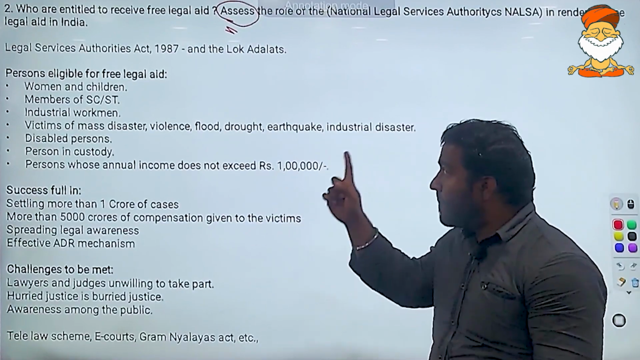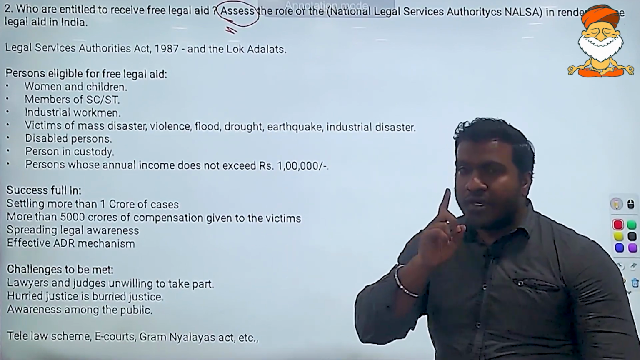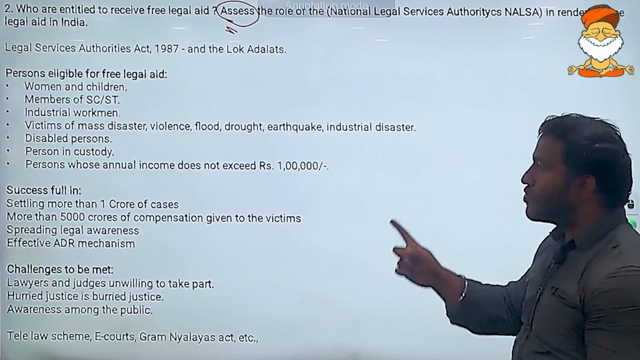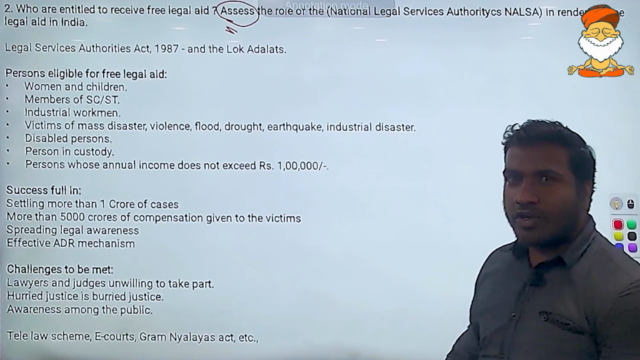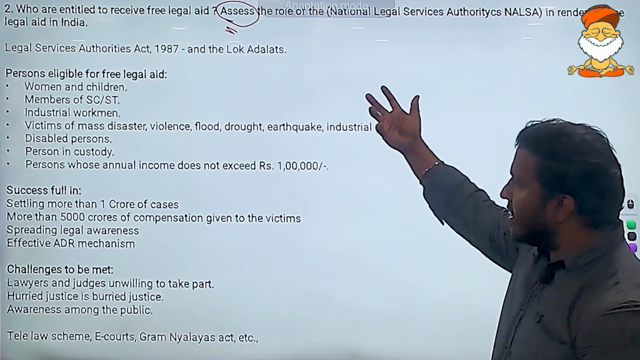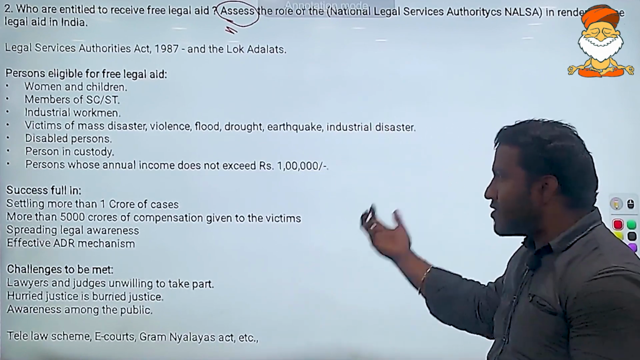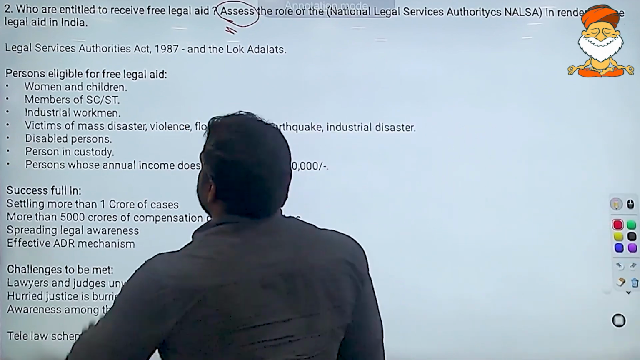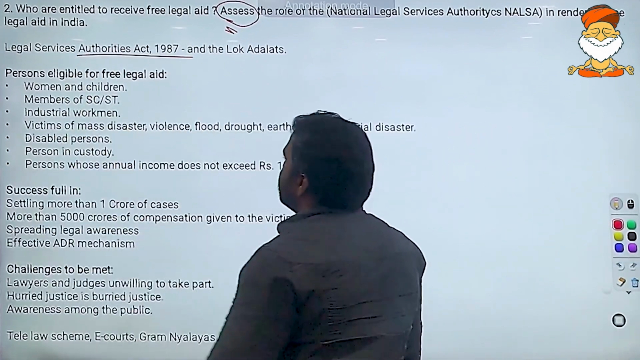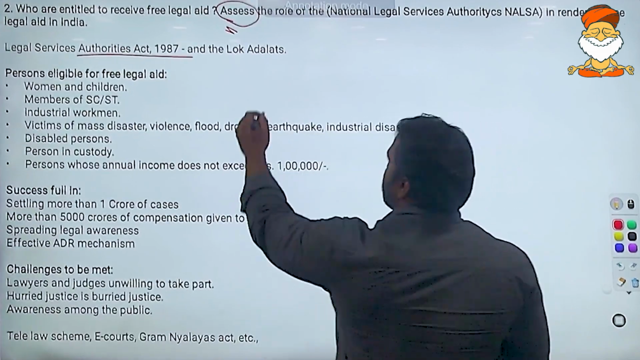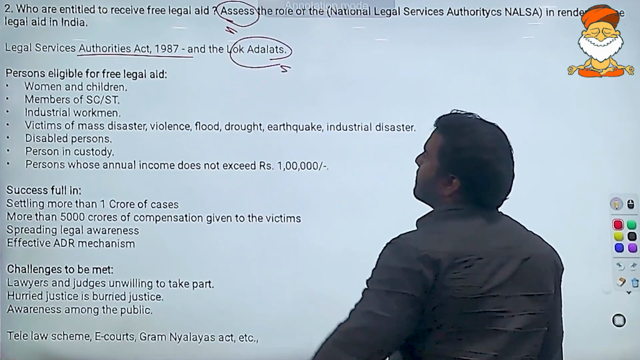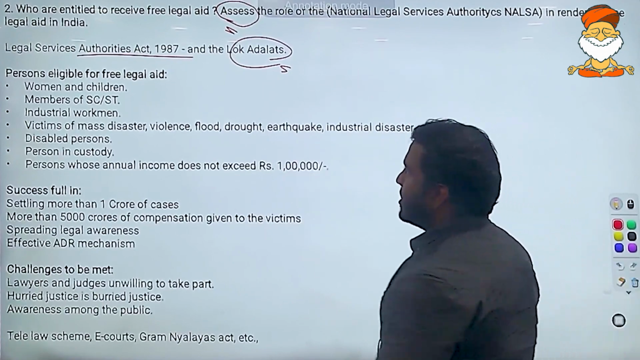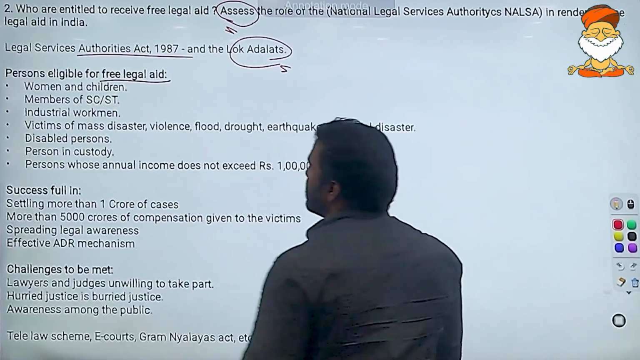However, when you go through any negative points, it is also your duty to find out positives. So go through the PIB or other government documents to show how various bodies have their own success stories. Then introduce the Legal Services Authorities Act 1987 and Lok Adalats and the overall background, and then answer the first part of the question, that is, persons eligible for legal aid.